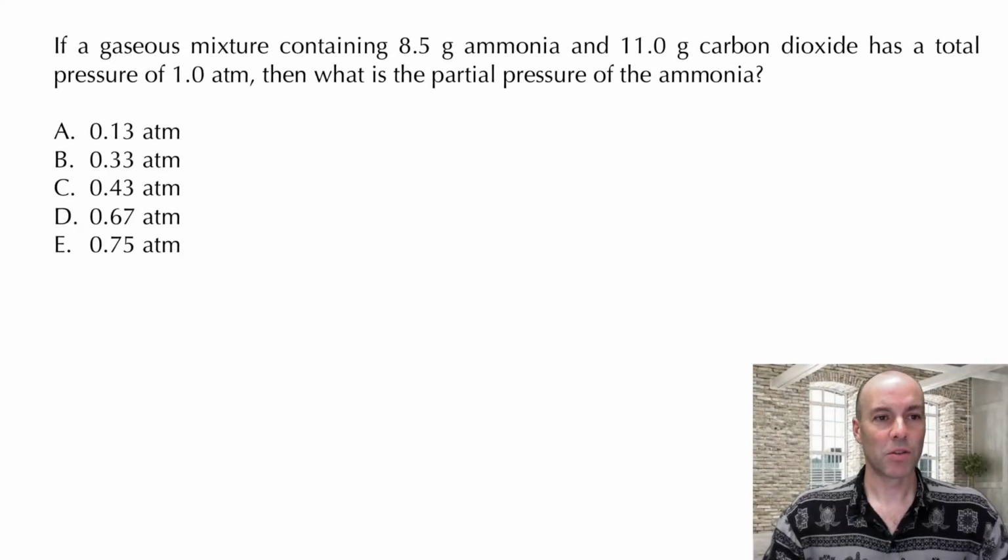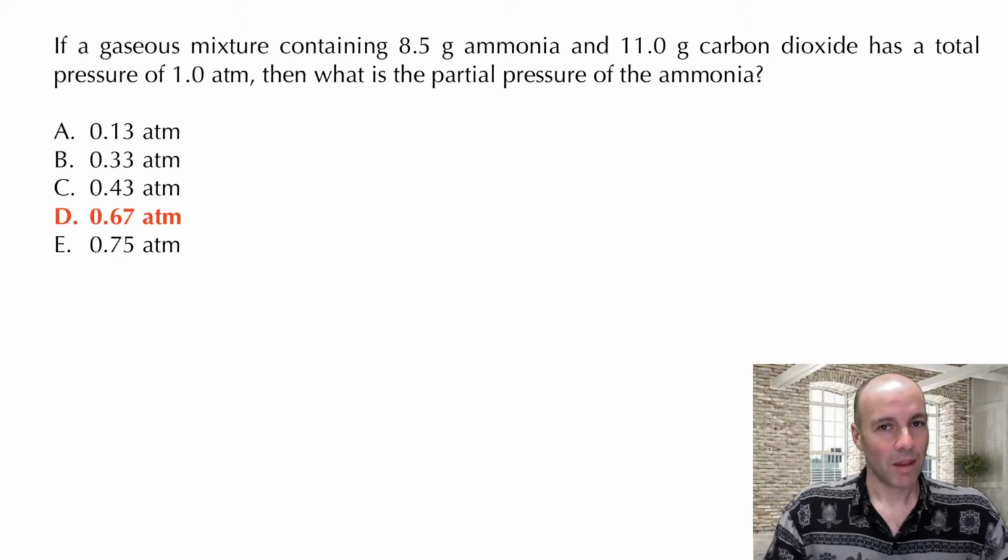If a gaseous mixture containing 8.5 grams ammonia and 11 grams carbon dioxide has a total pressure of 1 atmosphere, then what is the partial pressure of the ammonia? And the answer is D, 0.67 atmospheres. Now, this problem deals with a mixture of gases, and it's asking about a partial pressure of one of the component gases.